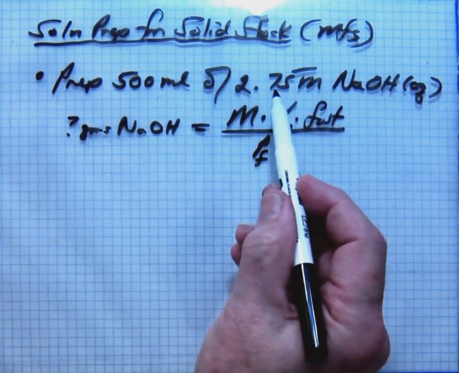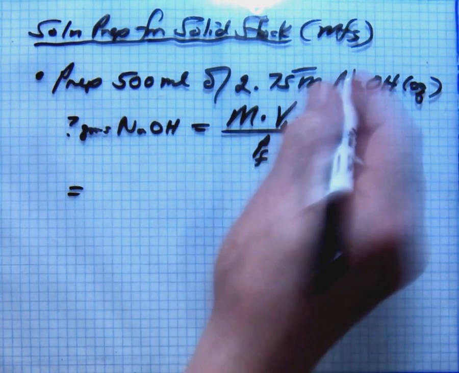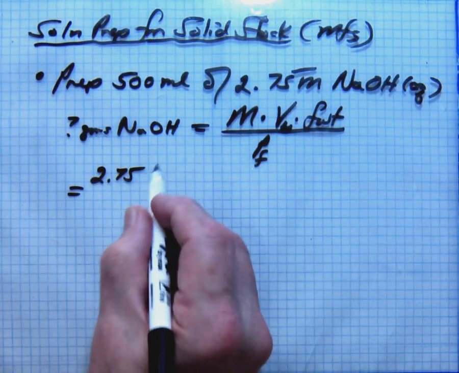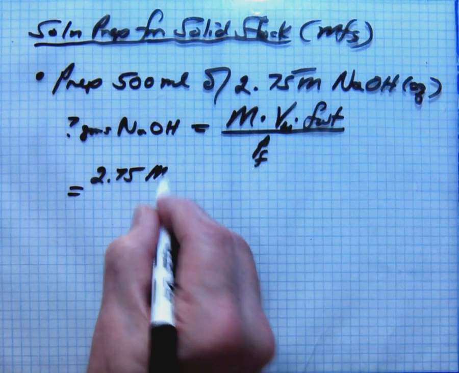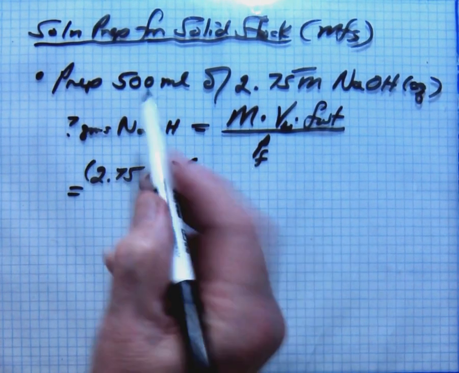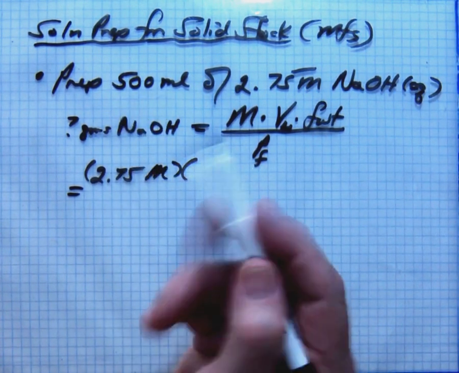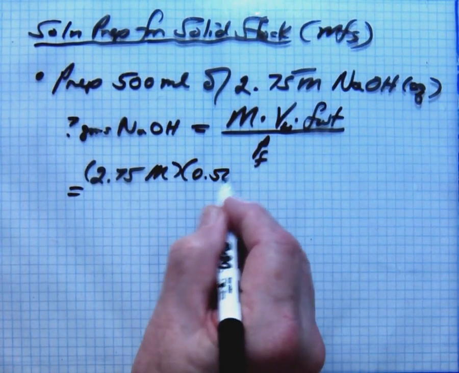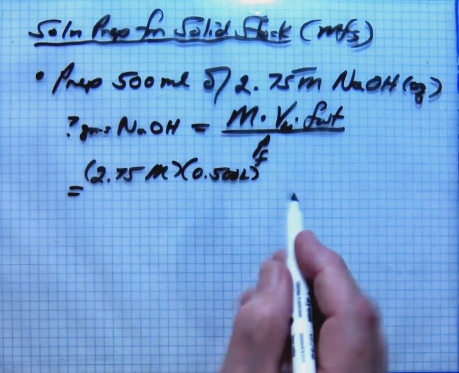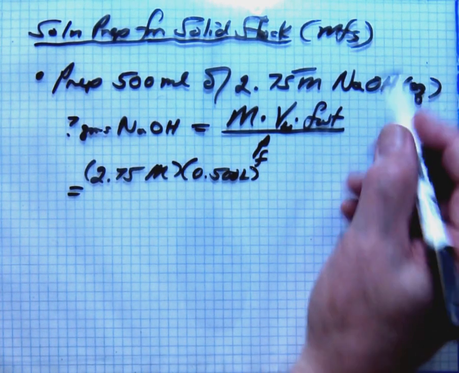Well, the molarity we're looking for is 2.75 molar. So I'm going to write that 2.75 M. Actually, that's moles per liter, but I'm just going to put a big M right there. The volume you need is 500 milliliters, and it needs to be expressed in liters. So that's 0.500 liters.